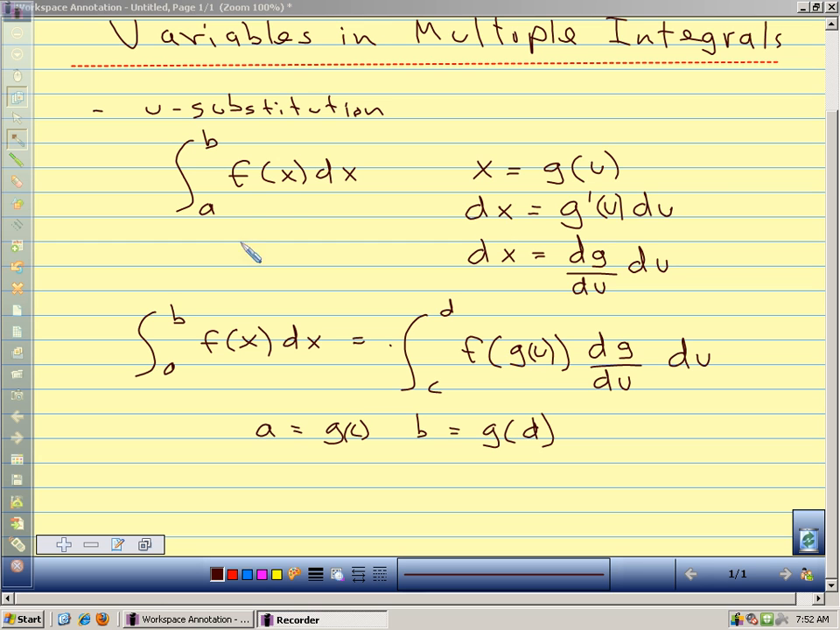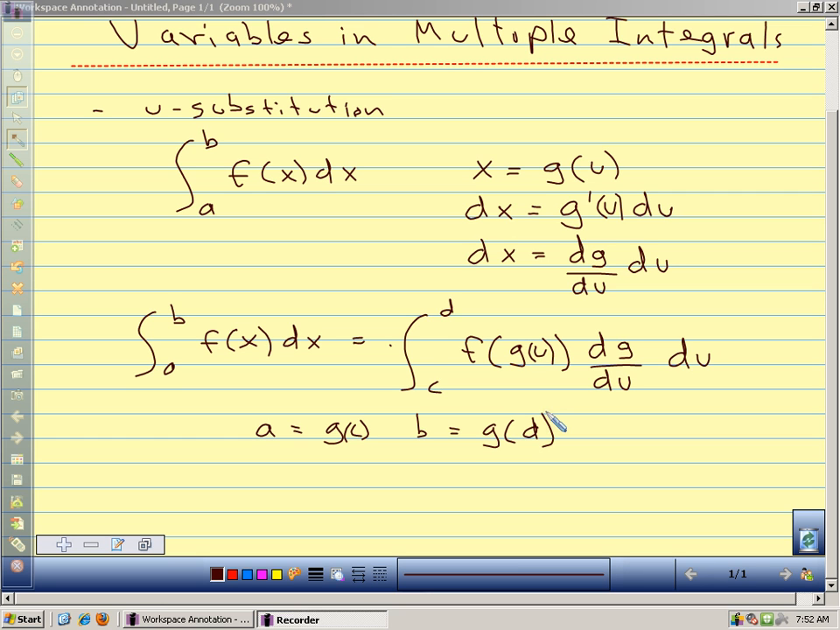Now I just want to look at the form that we have here. Our function becomes a function of our changed variable, and we have this factor that involves a derivative of some function of the changed variable, and the derivative is with respect to our new variable. So this is how we change variables in a single integral. We can think of U substitution as changing the variable of integration to u to make the integral simpler.